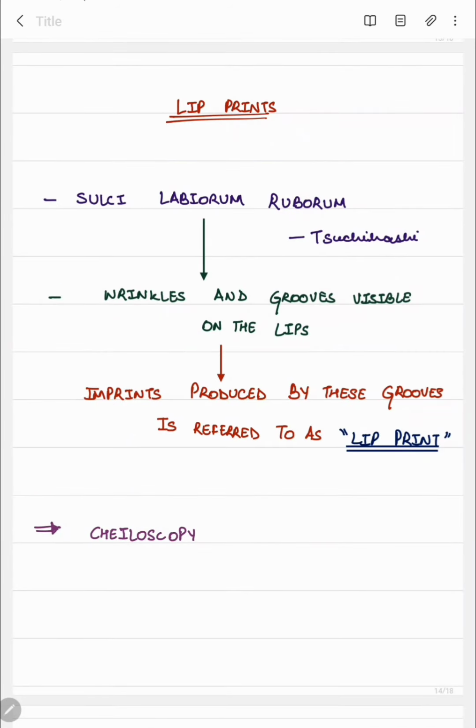Now the next topic is lip prints. Tsuchihashi gave a term, sulci labiorum ruborum, which simply means the wrinkles and grooves visible on the lips. The imprints of these grooves are referred to as lip prints, and the study or examination of these lip prints is referred to as cheiloscopy.